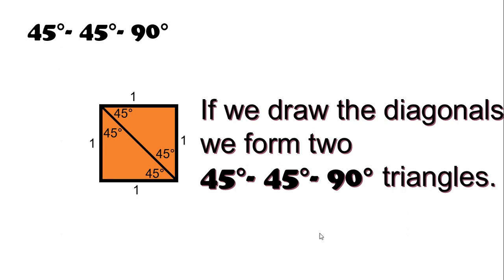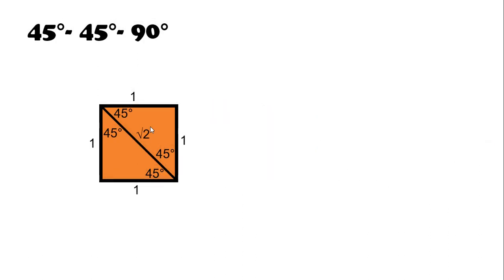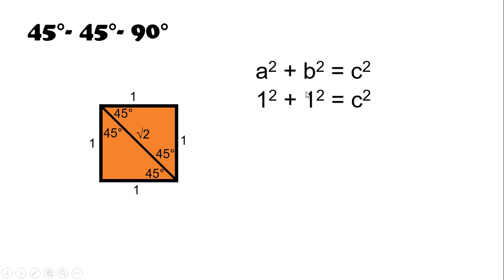If we draw the diagonals, we form two 45-45-90 degree triangles, and those are this one and this one. Using the Pythagorean Theorem, we can find the length of the diagonal. So, we're going to use the formula a squared plus b squared is equal to c squared. If we substitute, the value for a is 1, also 1 for the b. So, that would be 1 squared plus 1 squared is equal to c squared. And if we simplify, that would be 2 is equal to c squared.